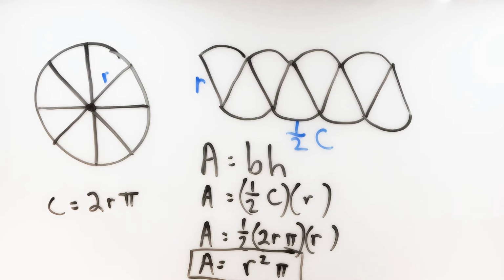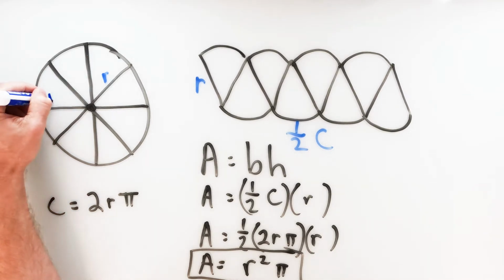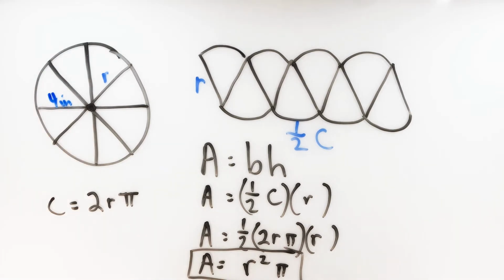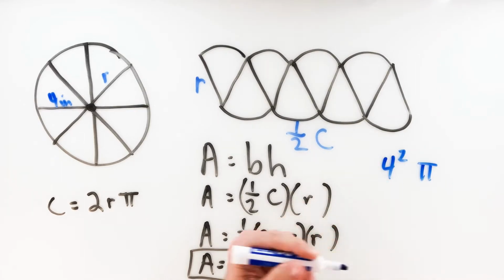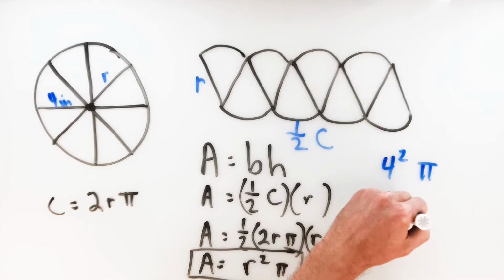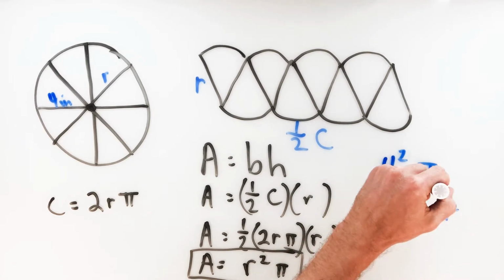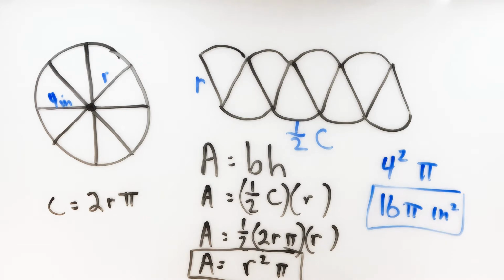Okay, so just a real quick example here. Let's say the radius was 4 inches. If I were asked to find the area of a circle with a radius of 4 inches, I would just take the radius and square it. So 4 squared times pi. 4 squared is just 16. And that's all we got. The radius is all we need to know. Square it, tack on the pi. Inches squared, units squared, whatever you have there. That's all it takes to find the area of a circle.